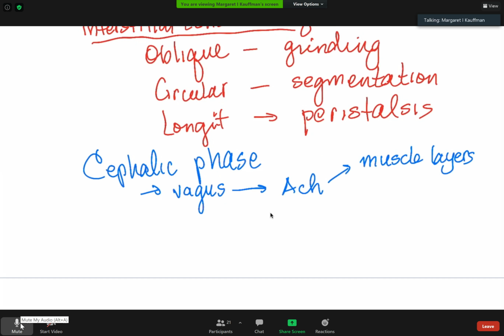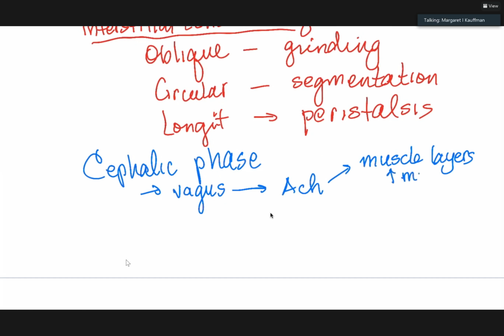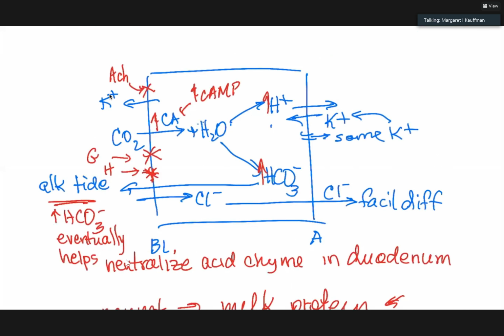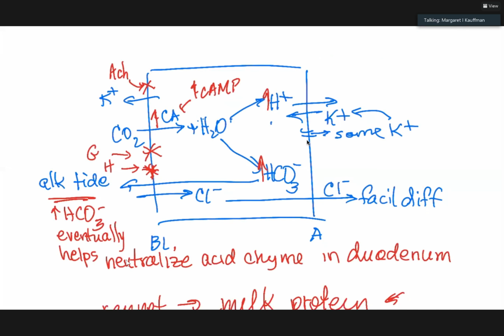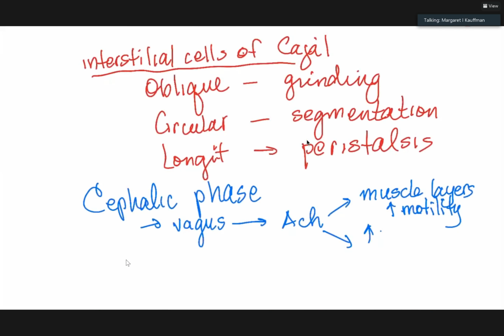Okay, so before we get there, the ACH is released on muscle layers, so you're going to increase motility. And what happens to the secretory cells with ACH? Remember this over here where I put the ACH? I'm going to get rid of this thing so I can see it, the ACH here. You're just going to start to increase more HCl, but also more pepsinogen. So those are going to be stimulated by the ACH.